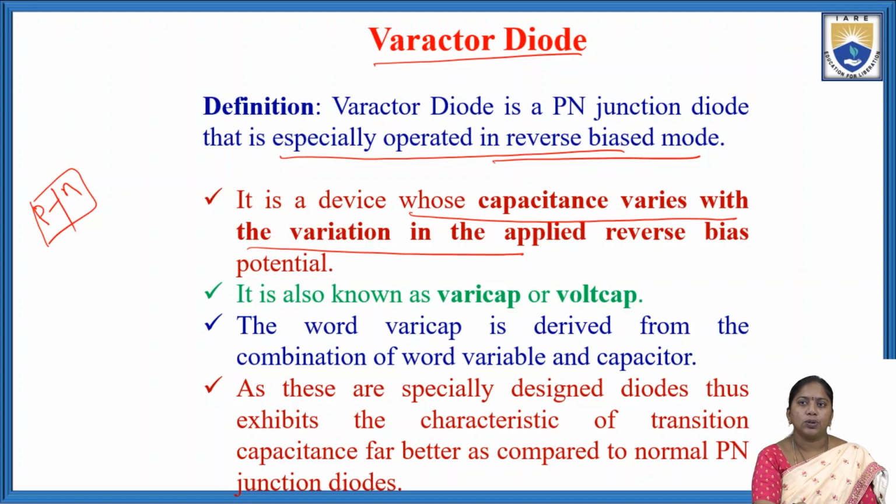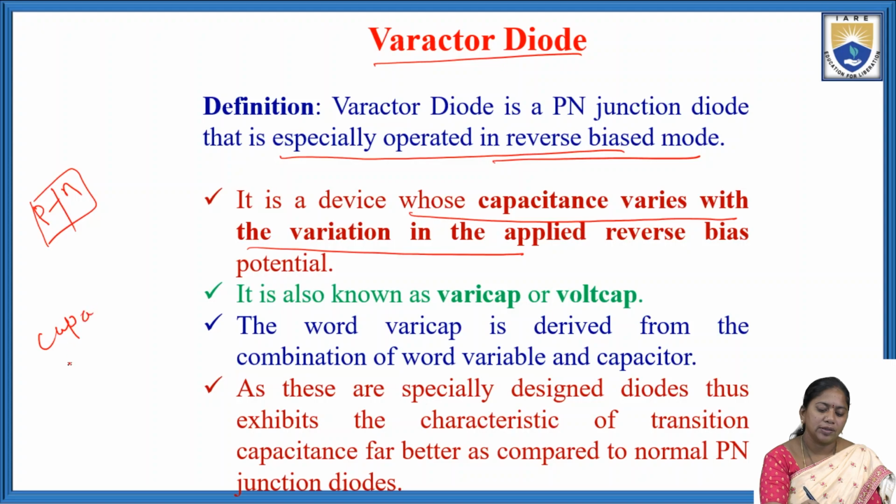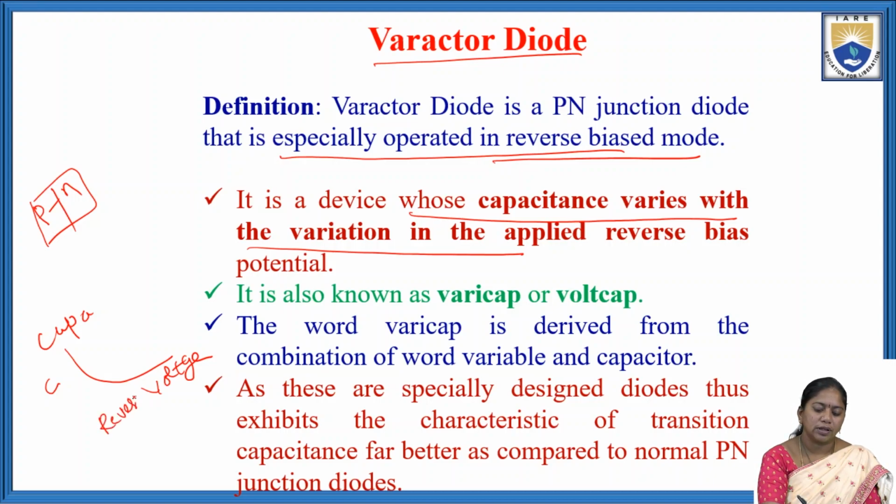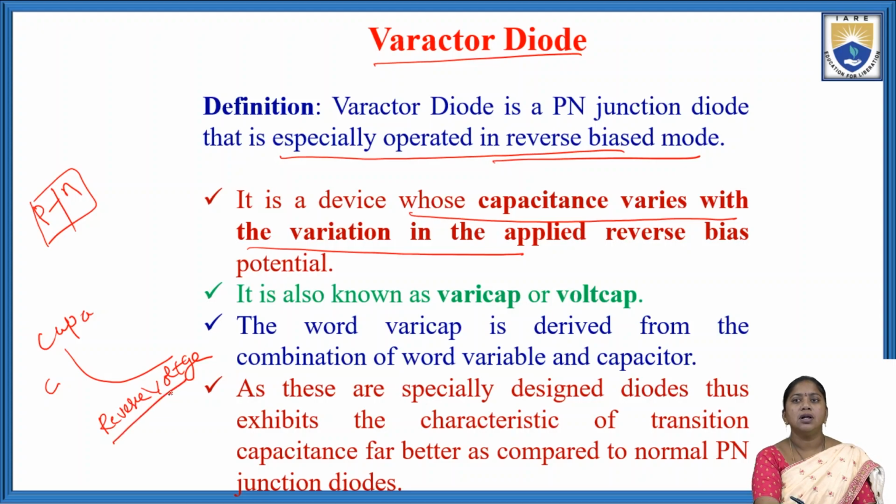So, in a varactor diode, the capacitance C varies with the voltage. If we take capacitance on one axis and voltage on the other, in this device the capacitance varies with the variation of the applied reverse bias voltage, or applied reverse bias potential.